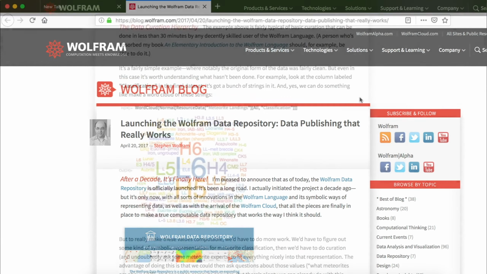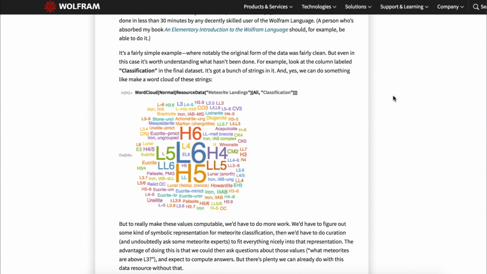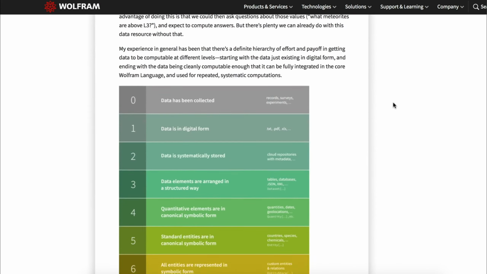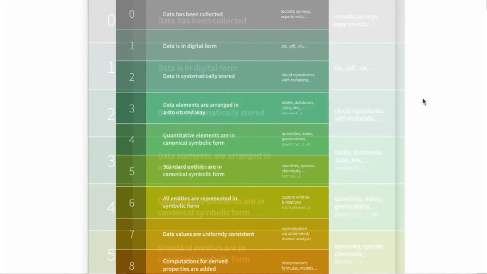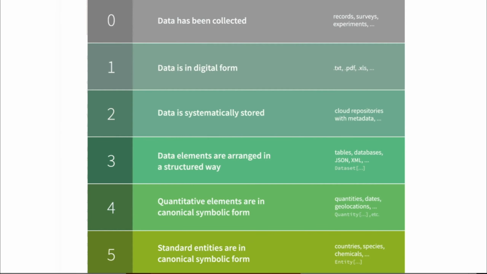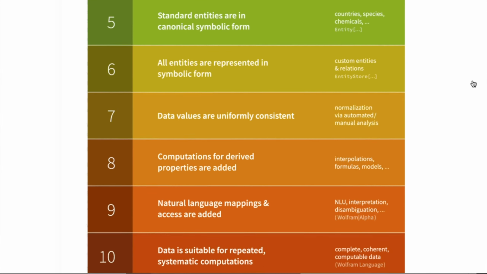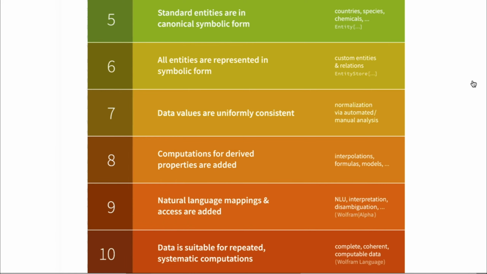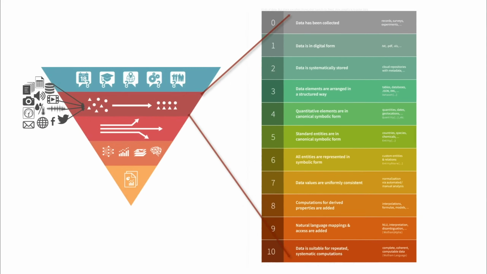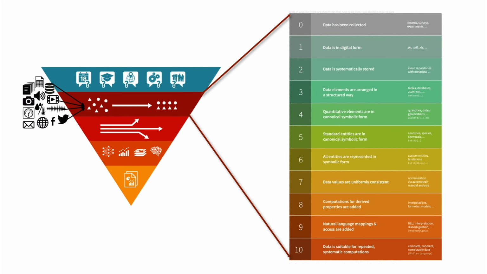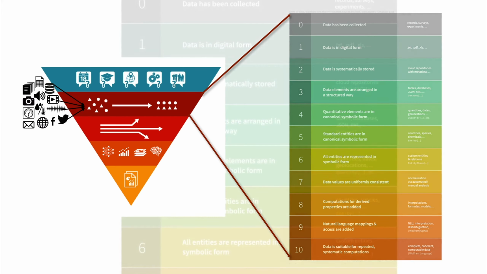Stephen Wolfram recommended a 10-step data curation hierarchy on his blog post a while back. It shows a path to get data from the raw digital form in which it has been collected to a form suitable for repeated systematic computations. Integrating it into the multi-paradigm project workflow, we now have a helpful guideline for the data wrangling stage.